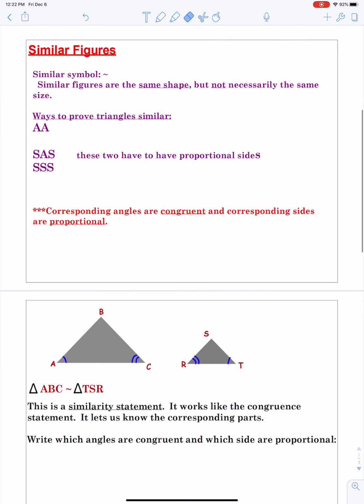So just a little bit of review. Similar figures, similar triangles. The similarity symbol is given to you here as a little squiggly mark, the tilde. They are the same shape, but not necessarily the same size. We have three ways to prove triangles similar: angle, angle; side, angle, side; and side, side, side. And if you're using the sides to prove that the triangles are similar, they have to have proportional sides. So we have corresponding angles are congruent and corresponding sides are proportional.